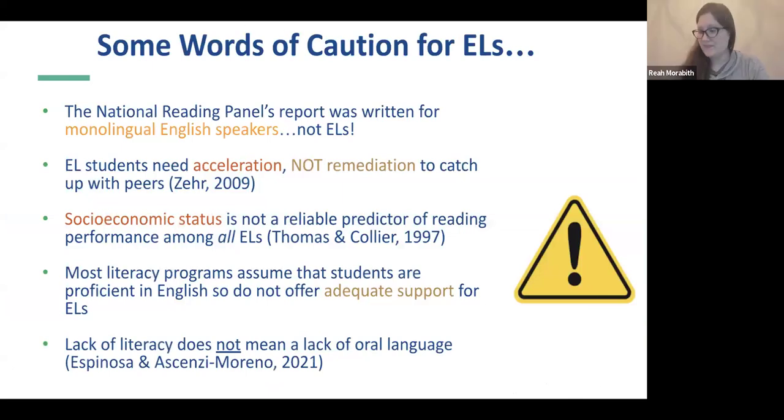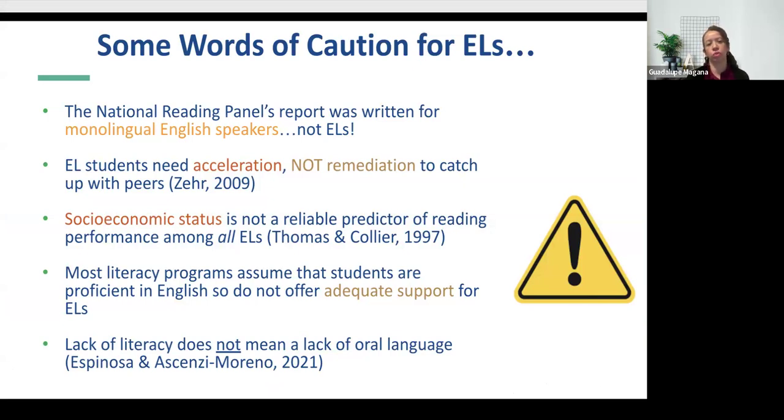Yeah, absolutely. Thank you. And with that, some words of caution. So now the National Reading Panel report is written for monolingual English speakers, not ELs, and ELs need acceleration, not remediation, to catch up with peers. I'm sure many of you have seen this. They just want to move forward and not really remediate.